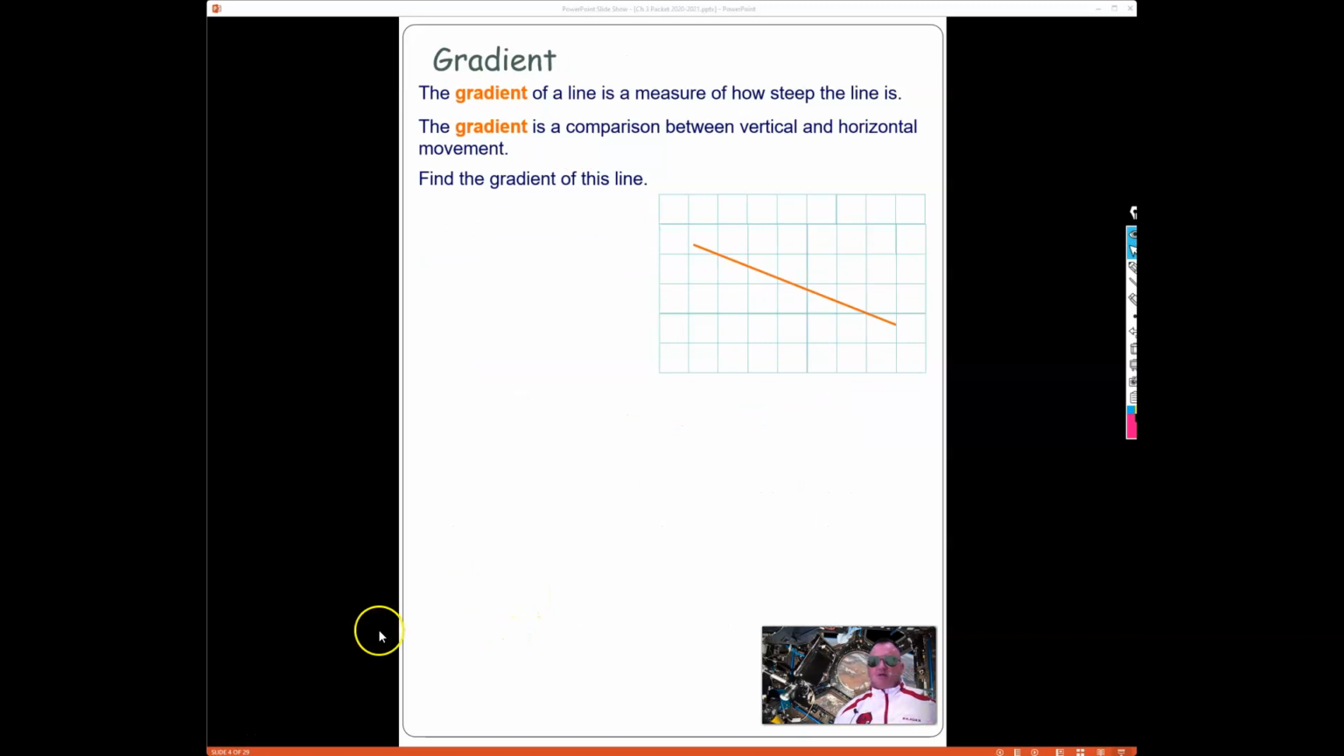Now we have a line that falls as we go from left to right, and we want to determine what its gradient is. So we find 2 points that are right at an intersection on our grid.